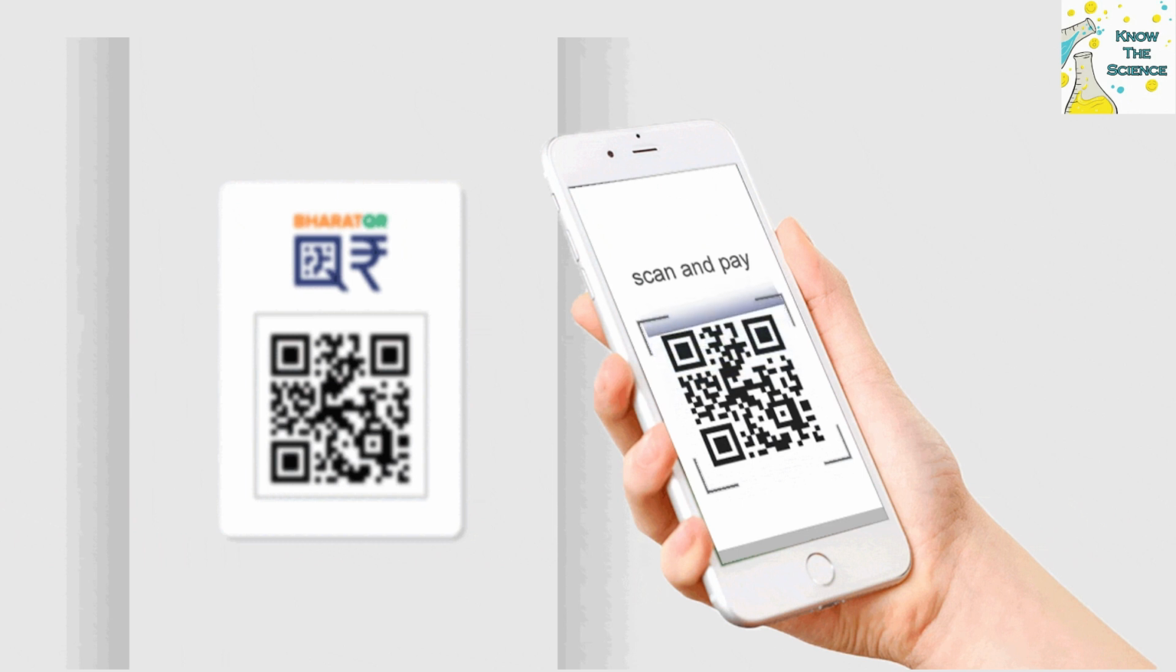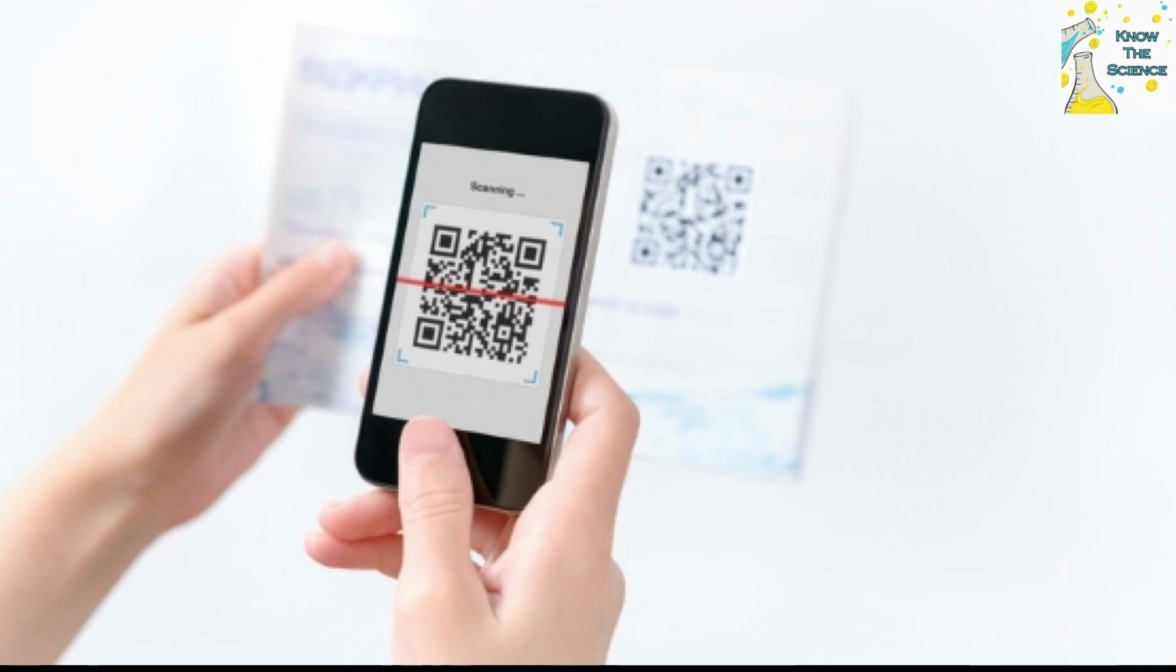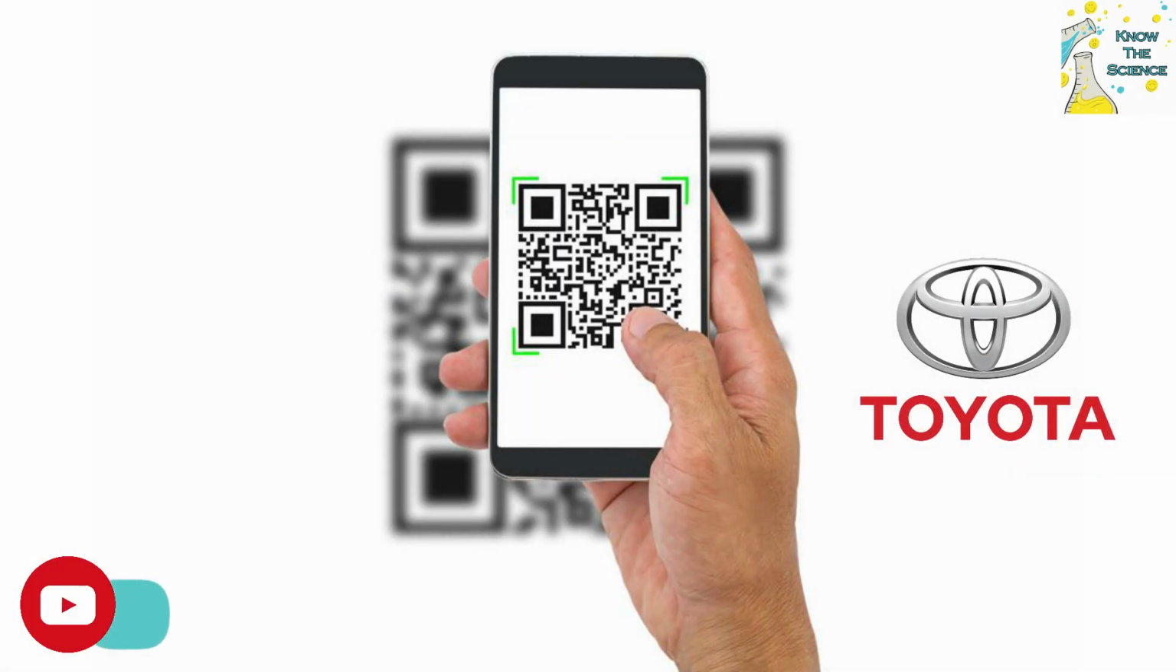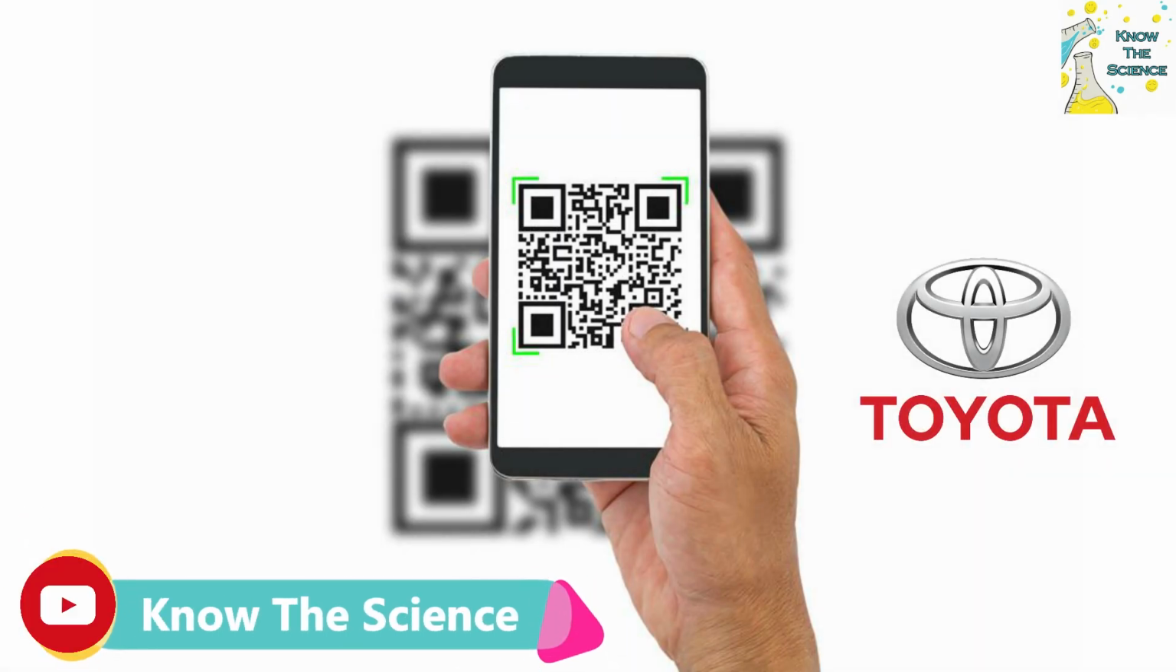QR codes were developed in 1994 by the Japanese corporation Denso Wave, a division of Denso, which is a subsidiary of the automobile company Toyota Motor Corporation, to track automobile parts during the assembly process.